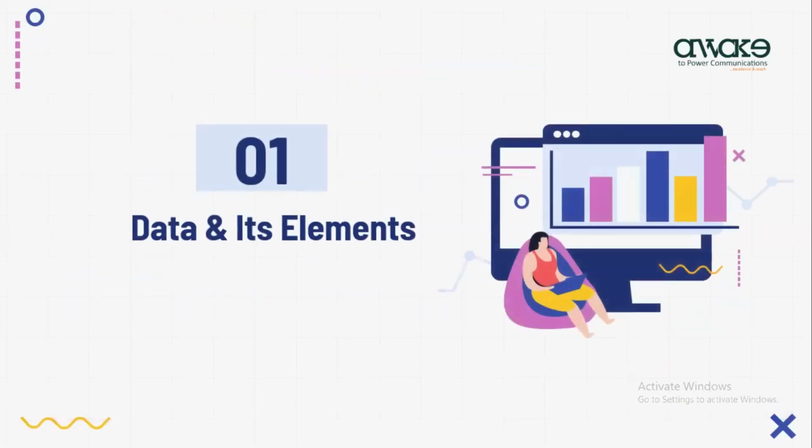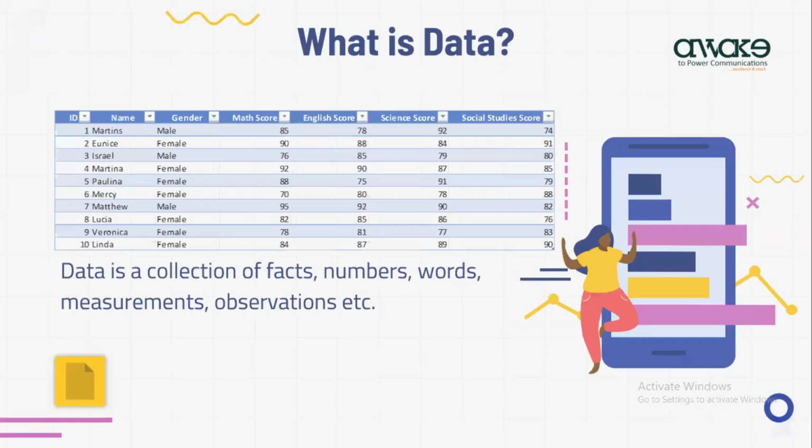So for the first part, let's look at data and its elements as we go into trying to decipher what data is. Data is a collection of facts, a collection of numbers, words, measurements, observations, etc. As simple as they are, we can say a person's name is data. We could also say a person's date of birth, or even the day we are in today, is data.